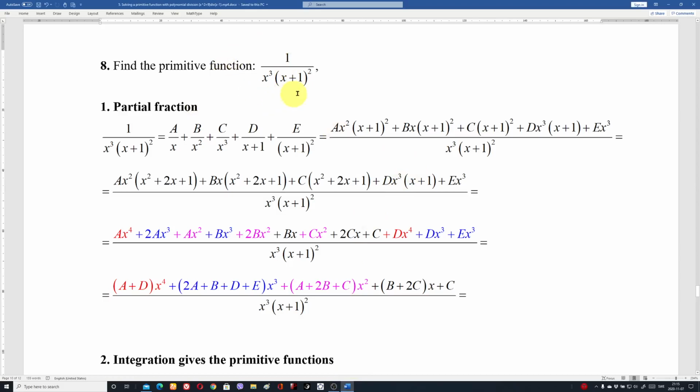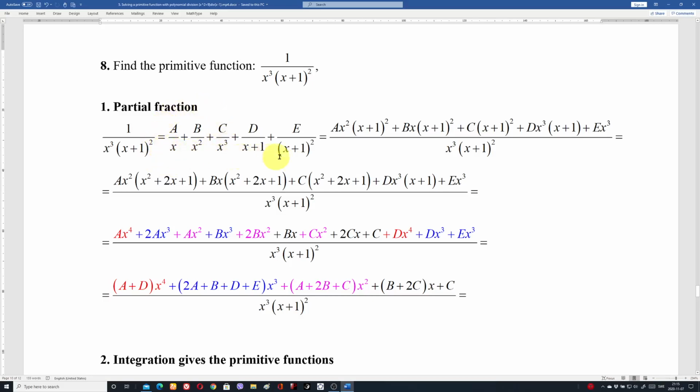Today I will do one more partial fraction problem. I have written this one before, but there is a lot of writing, so it takes a lot of time, so I decided to do that before. So I did that, so now I will find the primitive function of this equation here. And this is 1 divided by x power 3, parenthesis x plus 1, and all this power 2.